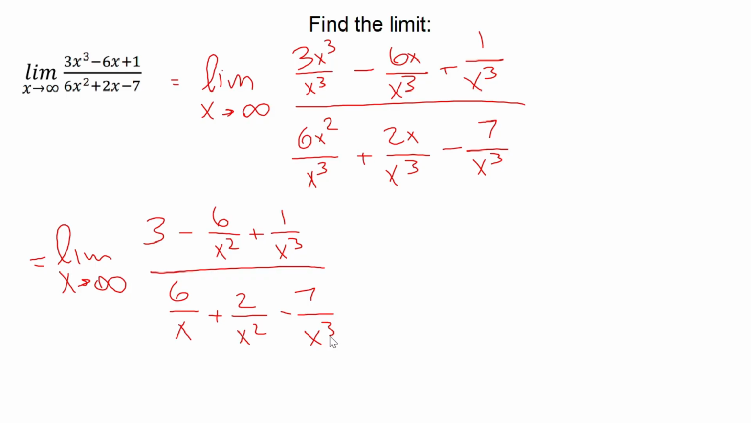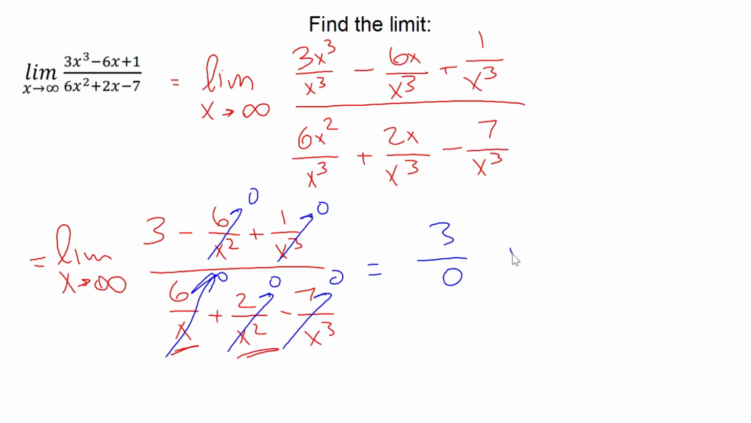And as x goes to infinity, well, 6 over infinity squared is 0, right? 6 over a really big number is approaching 0. And 1 over a really big number is approaching 0. And 6 over a big number is approaching 0. And 2 over a big number is approaching 0. All of these that are over an x squared, or over an x cubed, or just over an x, are all approaching 0. So we end up with 3 over 0, which is undefined, which tells us that the limit does not exist.